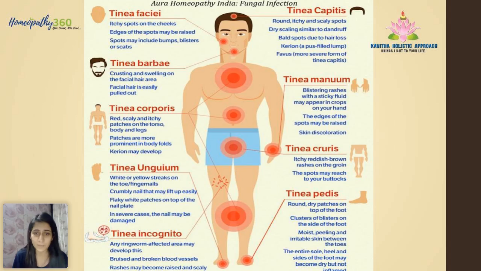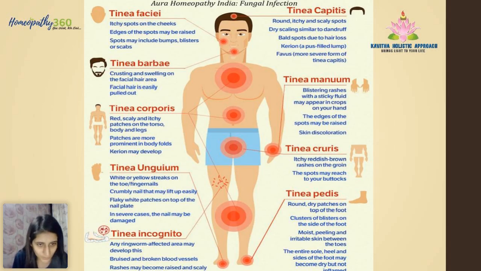And then we have tinea pedis, which occurs commonly in athletes, and there is irritable skin which occurs, peeling off of skin. Skin would peel off, blister formation would be there, and the entire sole or the heel part of the foot may become dry. So the inflammation won't be occurring, but they may become dry, and the skin may be peeling off, irritable.